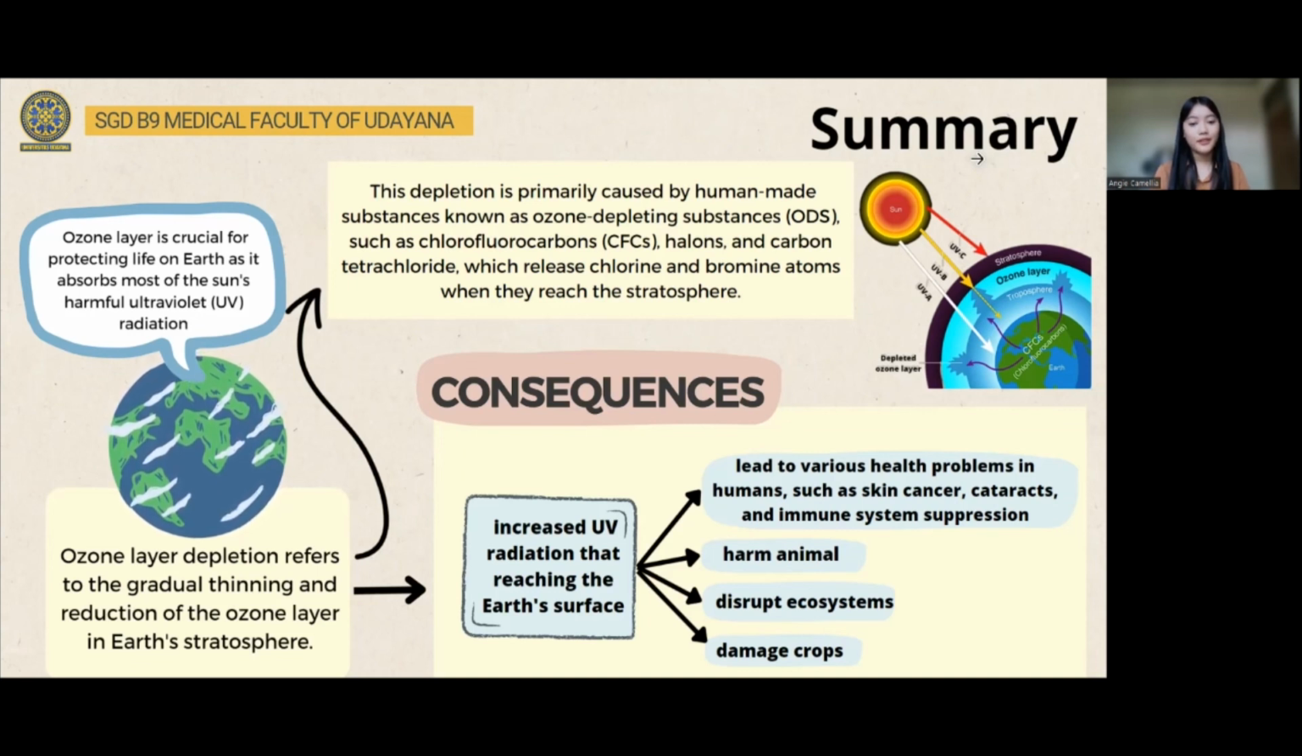Ozone layer depletion increases UVB radiation reaching the Earth's surface with many consequences. But thanks to these global efforts, the positive news is that the ozone layer is showing signs of recovery. And understanding the ozone layer's intricacies and its significance for our planet is essential for all of us.